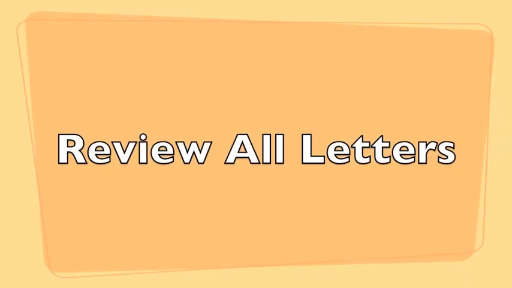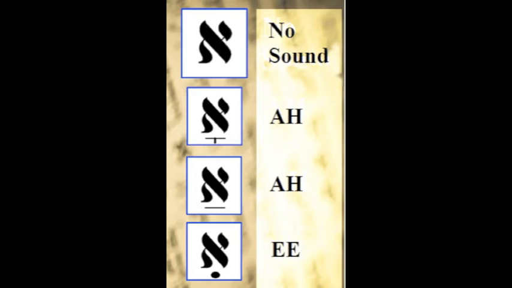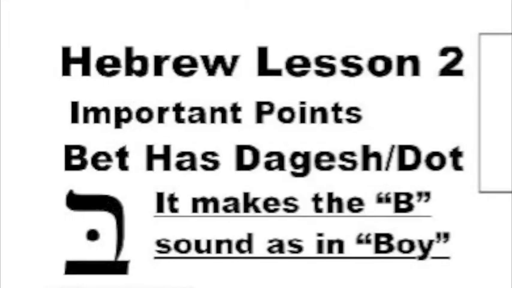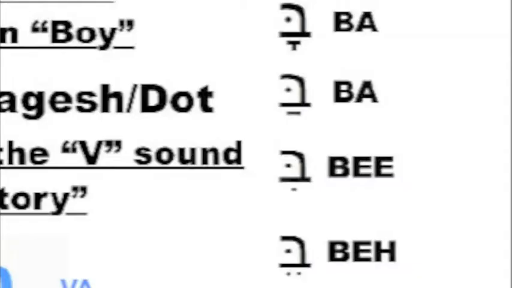Let's review everything covered to this point. The first letter we studied was the Aleph, which has no sound by itself. The Aleph depends on the vowel that you normally see underneath it. Like the T vowel, it makes the Ah sound, and the single dot, it makes the E sound. In Lesson 2, we talked about the Bet, which makes the B sound as in boy. Put vowels under the Bet and you add additional sounds.